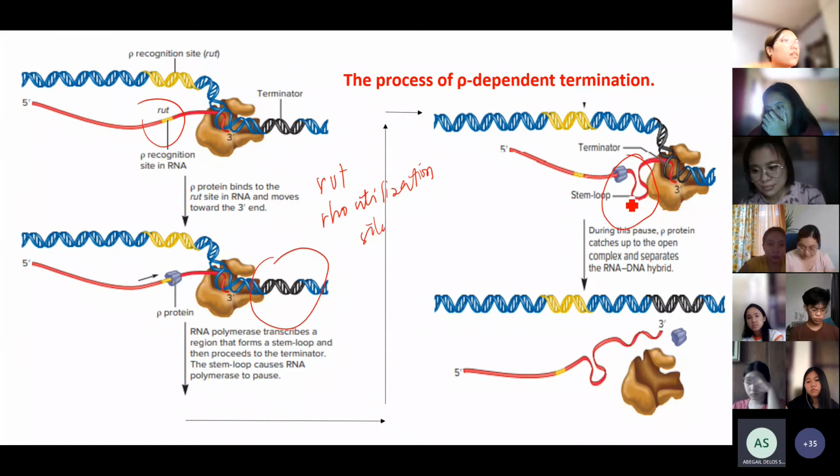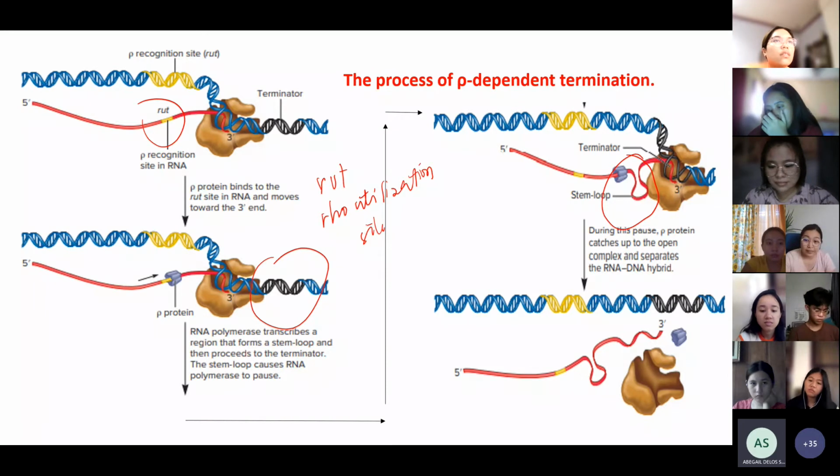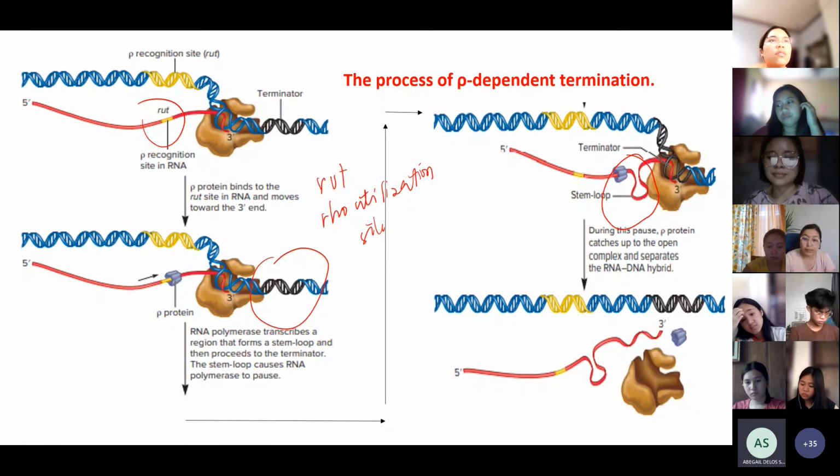So the stem loop would actually signal the stop of synthesizing. The pause would allow your rho protein to catch up to the stem loop and pass through it and break the hydrogen bonds between your DNA and RNA in your open complex. When this occurs, the complete RNA strand would then be separated from the DNA along with its RNA polymerase.